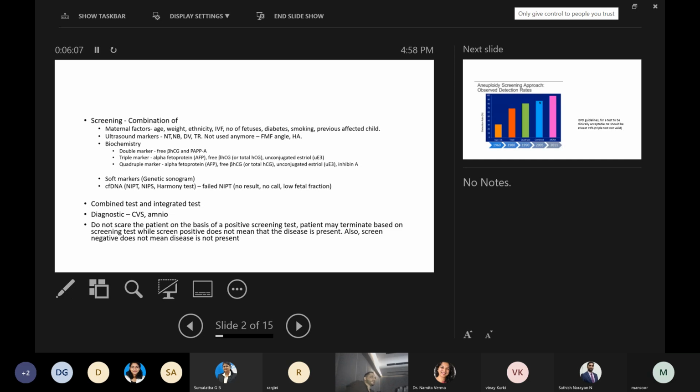Now, a positive screening, do not scare the patient. It's after all only a screening test. There is some chance, but there is also a chance that the baby may be normal. So just to ensure that the baby is normal, we may have to do either an NIPT or go ahead with an invasive test. Like that, you have to convince.